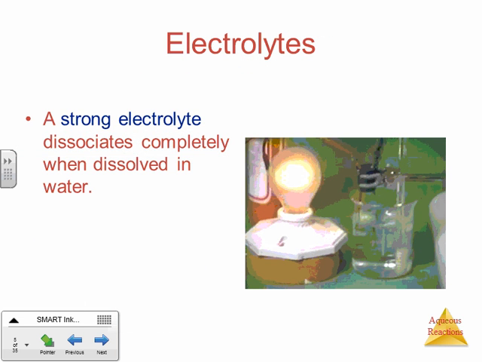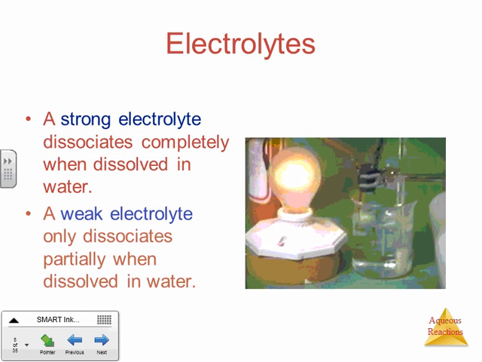Okay, strong electrolyte versus weak electrolyte. A strong electrolyte is going to dissociate completely in water. A weak electrolyte only dissociates partially. Now, I gave you an example of a strong electrolyte. NaCl and HCl are both examples of strong electrolytes. They completely split apart in water.